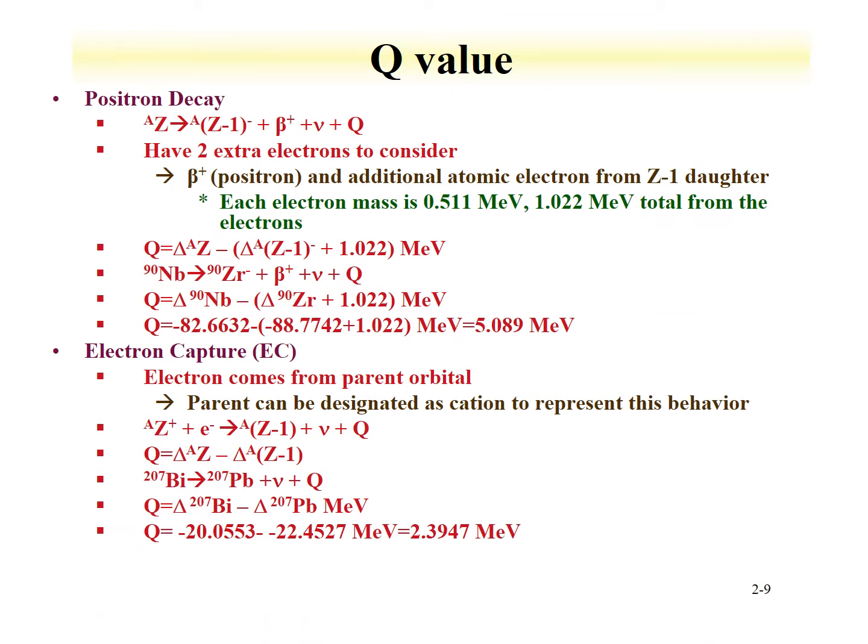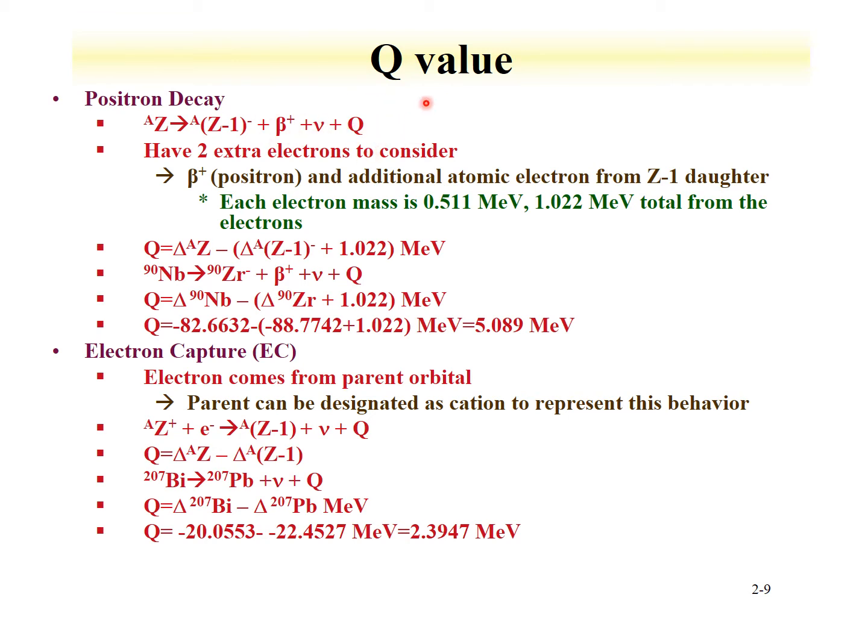Using the same methodology, one can evaluate the Q value for a positron decay. Again, for the positron decay, it's neutron deficient, so a proton is converted into a neutron. So you have an isotope that decays. It goes from an isotope with a given Z to an isotope with a Z minus 1. A positron comes out, which is basically an antimatter electron, a neutrino, and then the Q value.